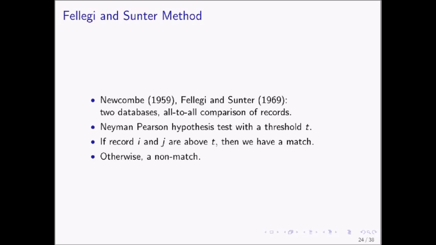So coming back to the Fellegi and Sunter method, what they were doing is they were specifically applying this to two different databases. They were making all-to-all comparisons of records. So this is a quadratic computational method. The threshold, again, that I mentioned is some threshold T. You have to figure out what this threshold would be, and it's not obvious what that threshold would be and how you should choose it.